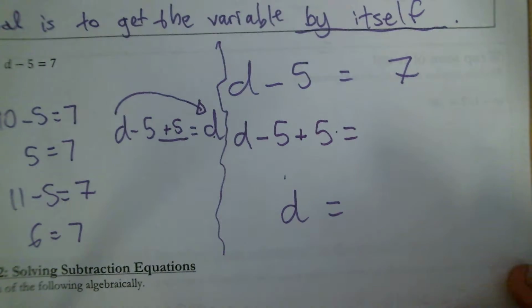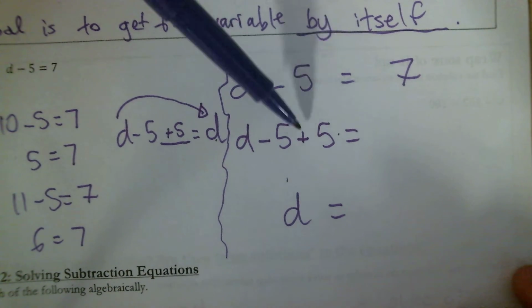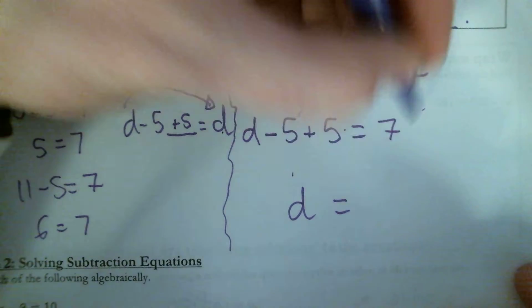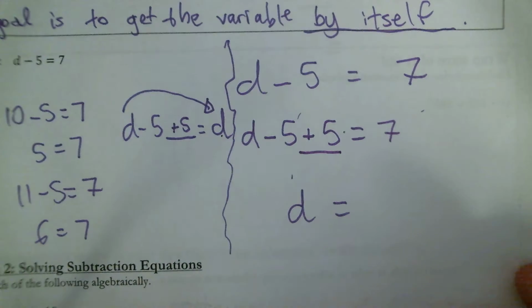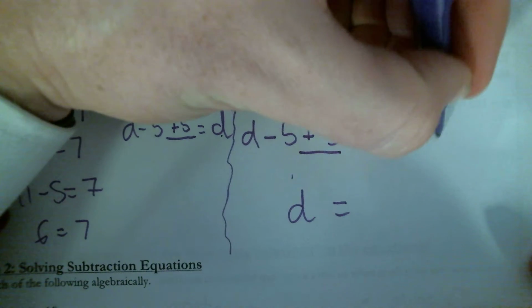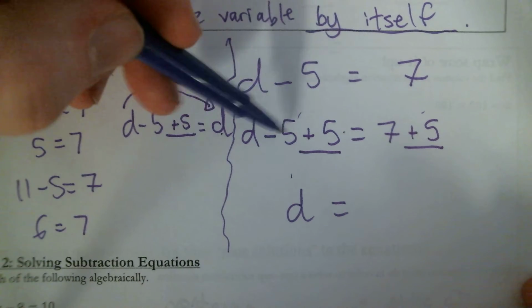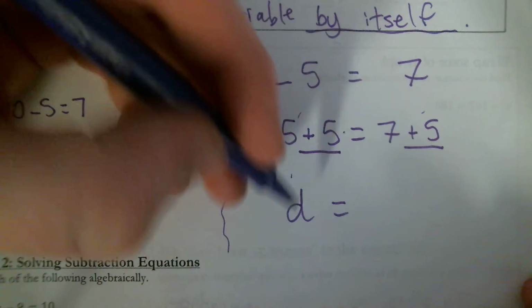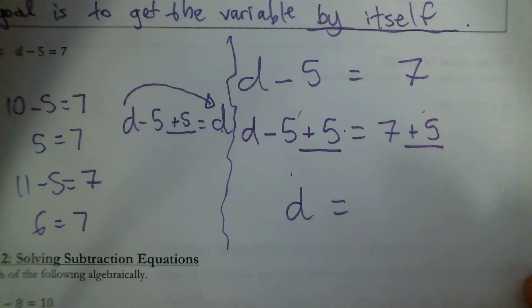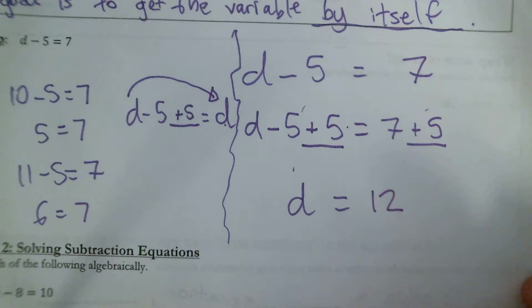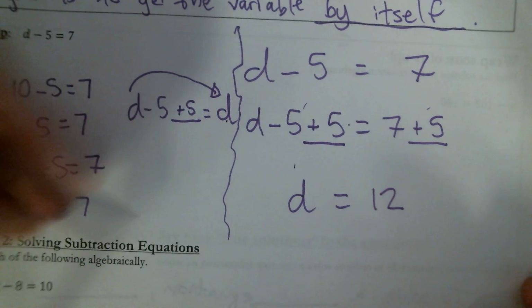But now this equal sign tells me that this side is the same as that side. So I have to do the exact same thing to the other side. So I added 5 here, so I need to add 5 over there. And so now we know d minus 5 plus 5, we've already said that equals d, and 7 plus 5 equals 12. And of course we know that's correct, we can check it just like this.